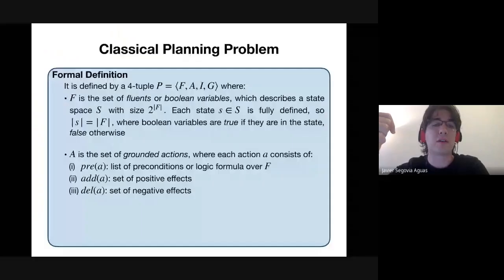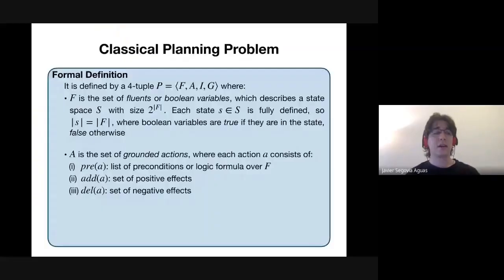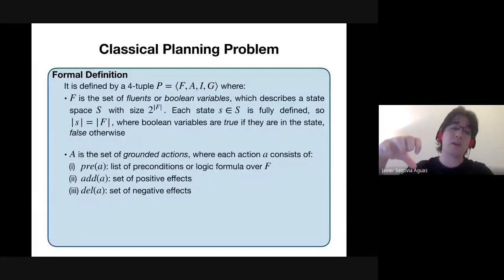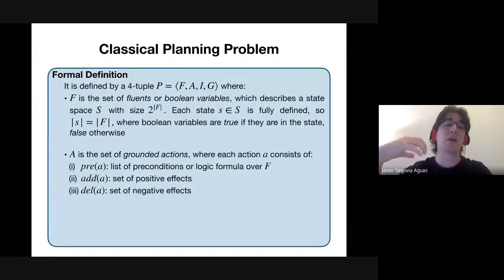A is the set of actions, actually the set of grounded actions. We will show an example of what grounded means, where each action consists of preconditions that are a list of logical formulas specified over the set of fluents. Imagine that we want to pick up the block. This means that we need our gripper to be empty. If the gripper is not empty and is already holding a block, we cannot pick up anything else.